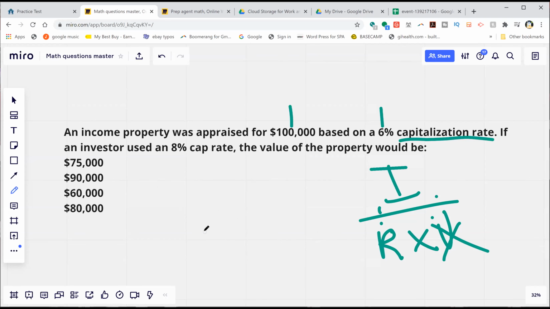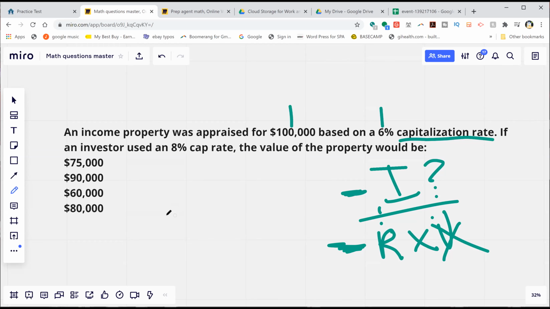So what's that final step going to be? Because we know what we're looking for. So we're going to divide the income by the cap rate, okay? So I have a question for you. Do we know the income yet? We don't know the income, right? No. So we don't know the income.